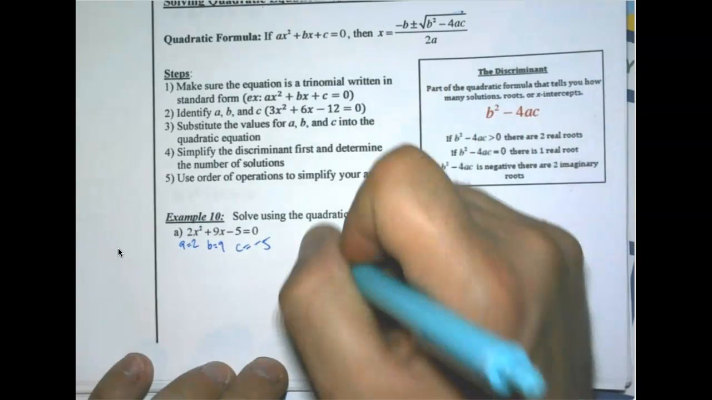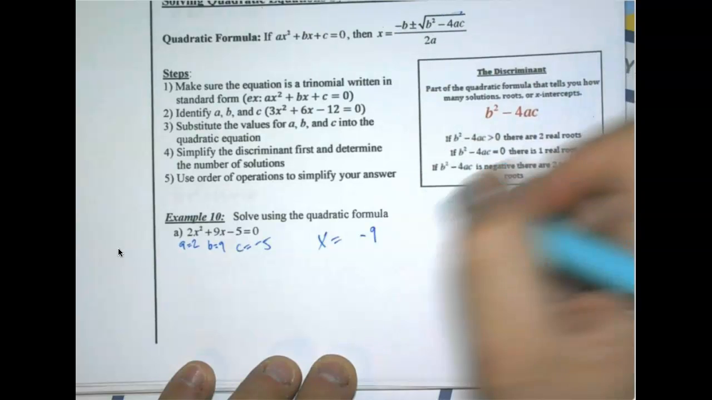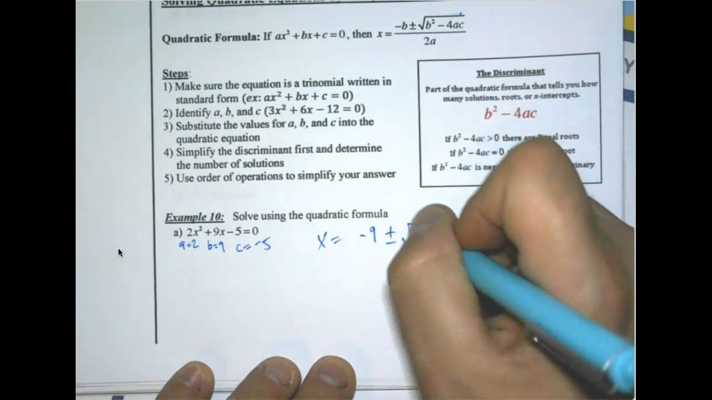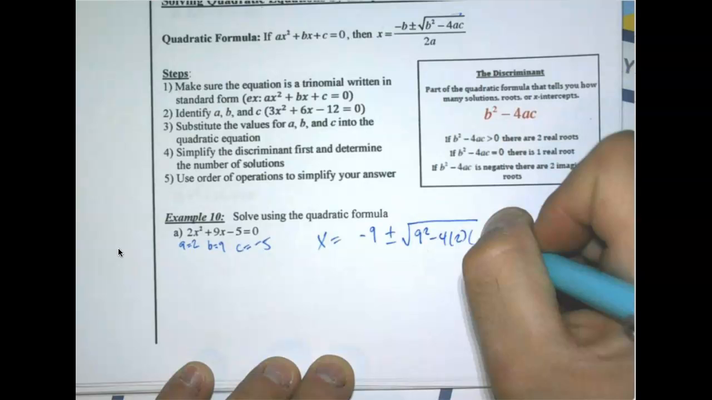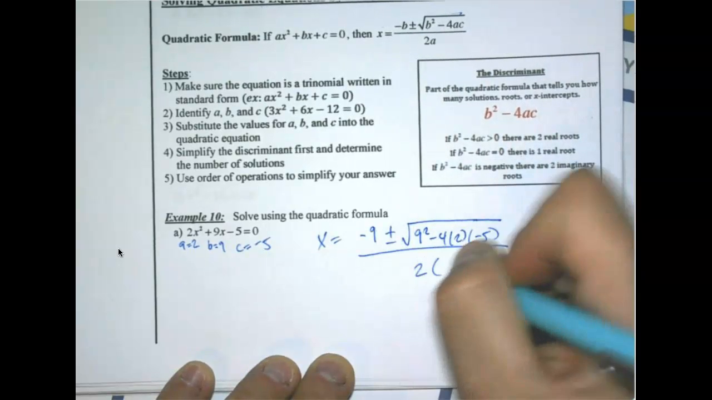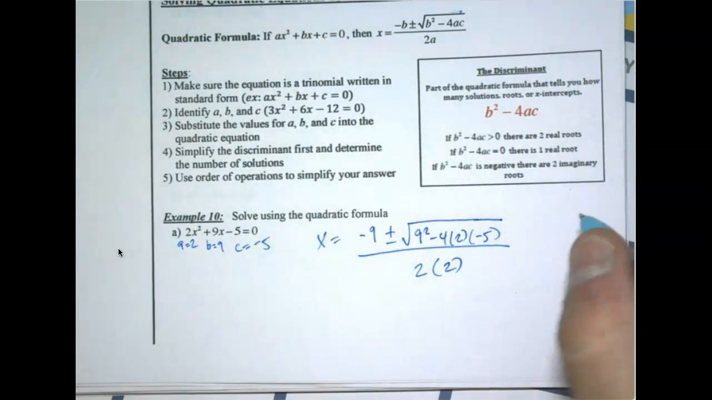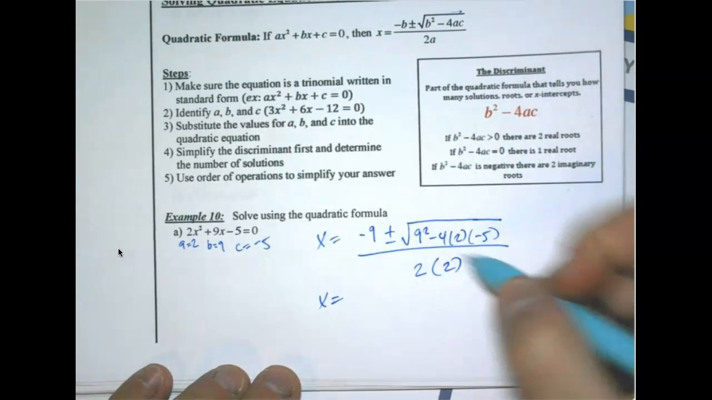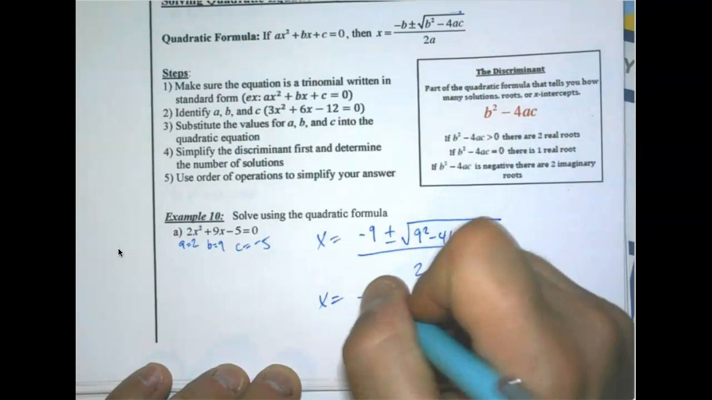Your quadratic formula says x equals negative b, so negative 9, plus or minus the square root of b squared minus 4ac, so 9 squared minus 4 times a, which is 2, times c, which is negative 5, all over 2a, so all over 2 times 2. And you might not want to write too big here because you'll run out of space, but I like to go ahead and evaluate, or calculate, everything under the radical as my first step.